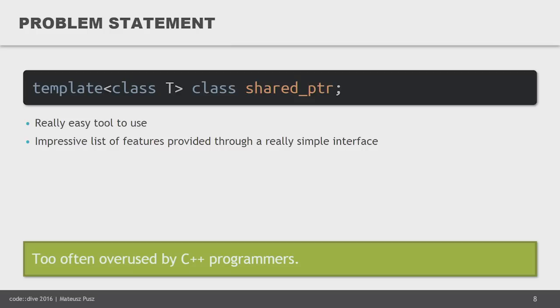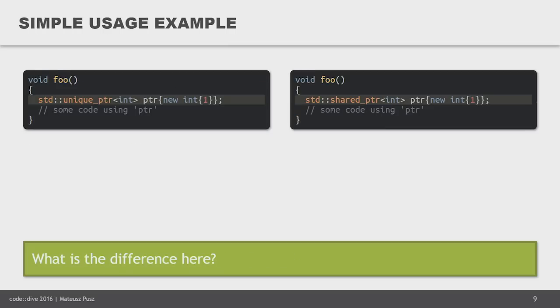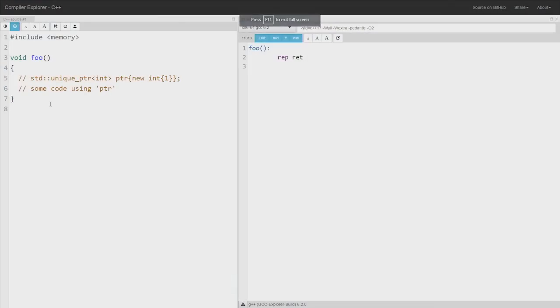What I mean by overused, let's compare two simple examples here. We have two functions, foo and foo, on the left and right side. They use basically shared pointer and unique pointer just to cover the ownership problem in our application. And what is the difference here? I'm not sure if you are familiar with the Godbolt online compiler, but let's ask it for the difference on those two code snippets.